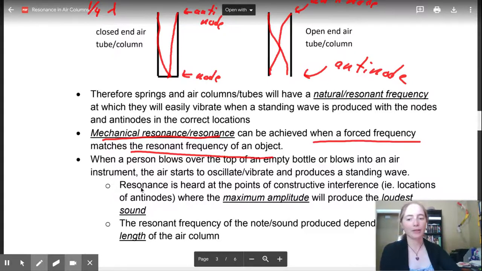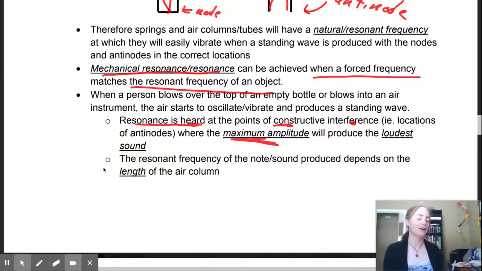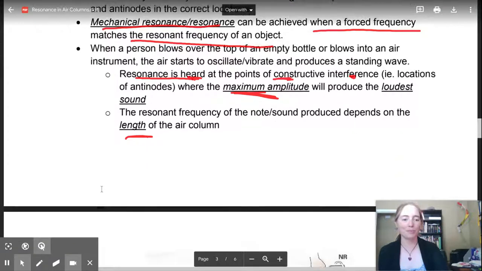So, ladies and gentlemen, resonance, the sound that you hear there, is where the points of constructive interference are going to be the maximum, okay? So resonance is heard when you have maximum amplitude, so where you have an antinode. So in order for you actually to hear something, you have to have an antinode at the open end of the tube, okay? Now, because of that, the resonant frequency, when you're going to have an antinode at the open end of the tube, is going to depend on the length of the air column, okay? Which I can change by adding more or less water into the pop bottle.